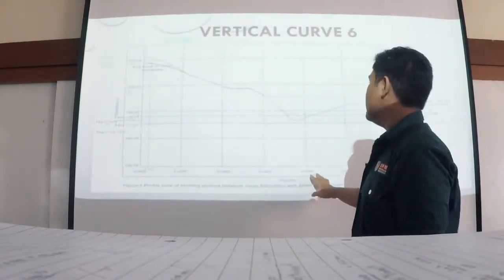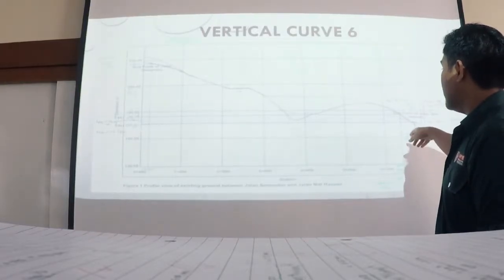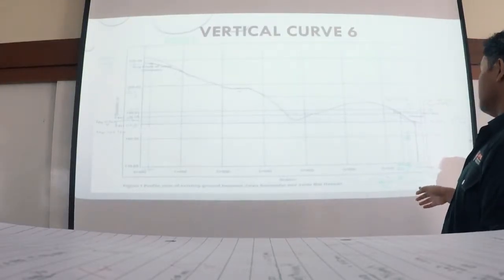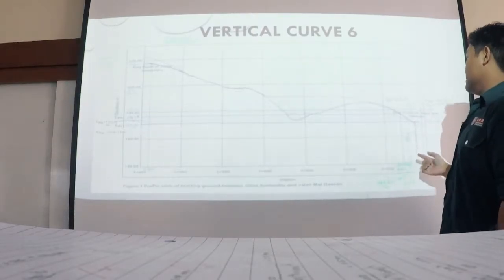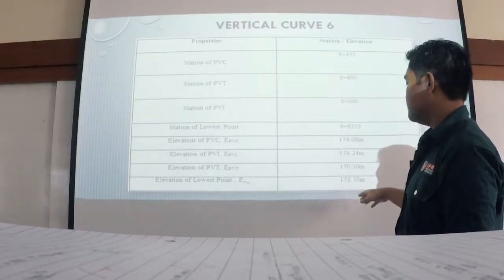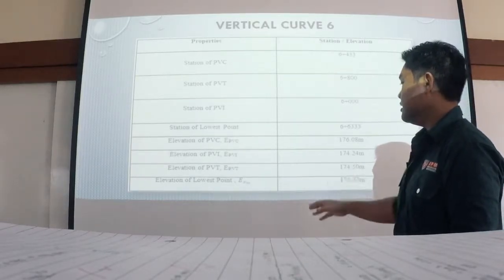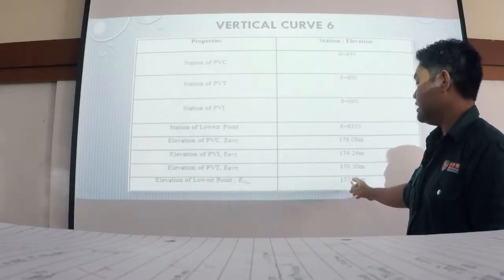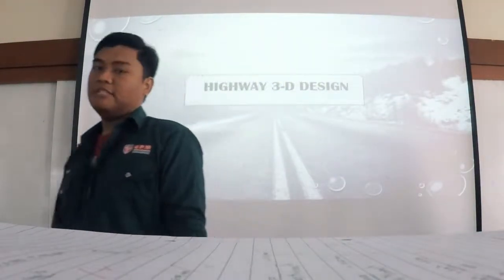Okay, the last one, it is located before the end point of the Jalan Mat Hassan, which is the PVT, the end point of Jalan Mat Hassan. We calculate the elevations of the lowest point, which is the set curve one. The distance between the PVC to the elevation of the lowest point is 180 meters. Okay, I will pass to Rahim for 3D design.